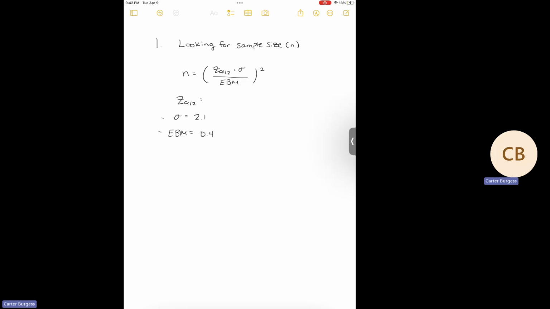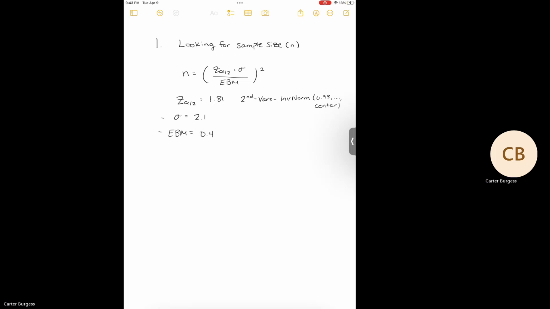Now, 93% is a little bit of an unusual z-score. So we are going to be going to our inverse norm. And in doing so, I get that the z-score that we should use is about 1.81. So this would be our second inverse norm, for the area of 0.93, and we want to be centered.